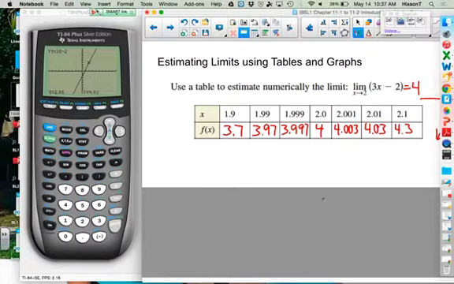Trace. You have to graph it first. Okay, so there's your line. And then F3 is trace. So hit that, and then you can type in 1.2. Make sure you're on the line itself.